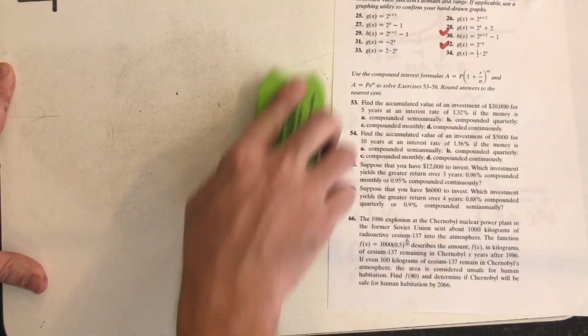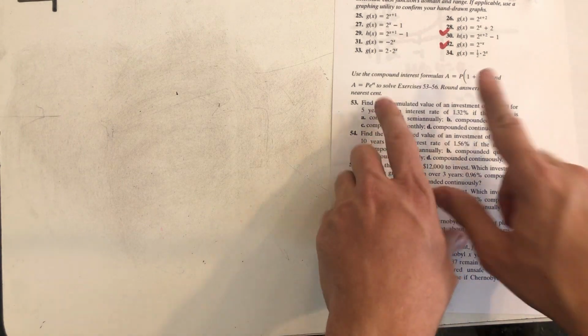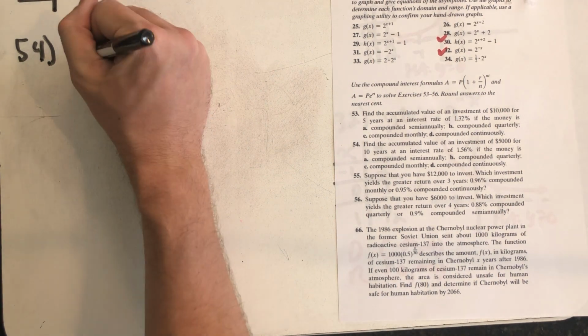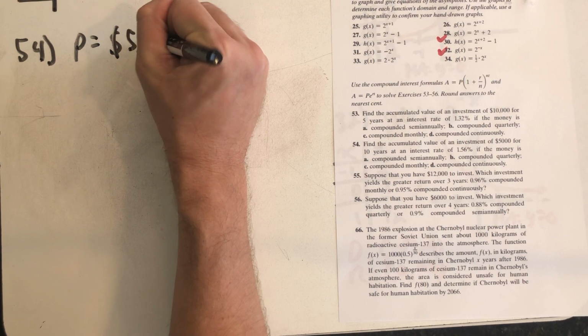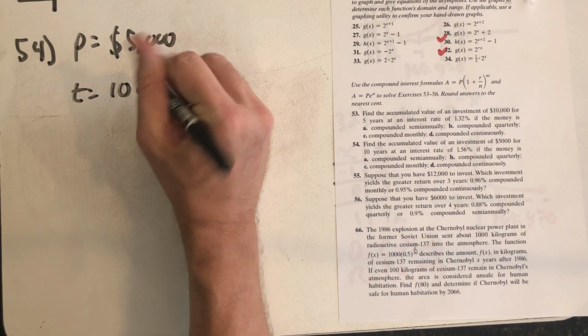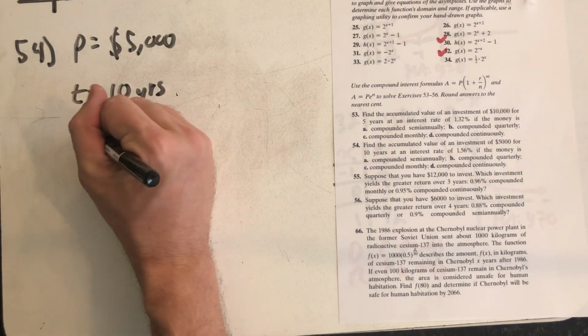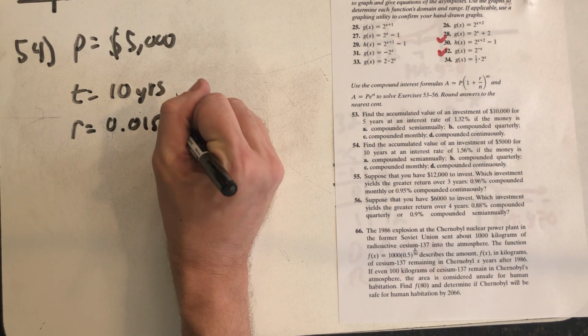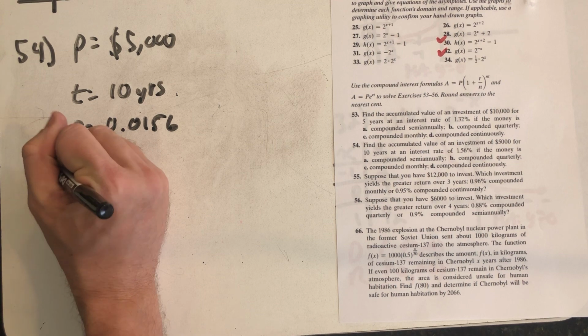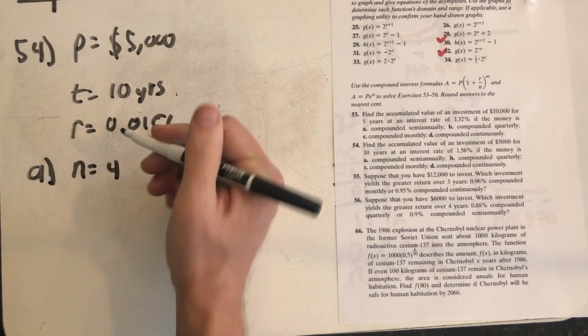Number 54 has me think about our compound interest formulas, which are stated in the instructions, but we're going to need to know those for our next test. All right. Find the accumulated value of an investment of $5,000. So that's our principal. For 10 years, so T is 10 years, at an interest rate of 1.56%, 0.0156, if the money is, in part A, compounded quarterly, so N is equal to 4.